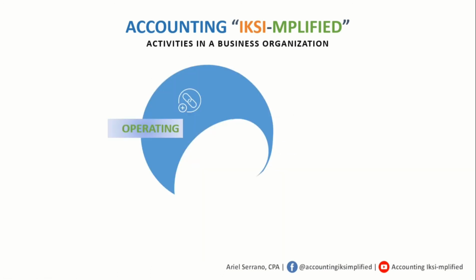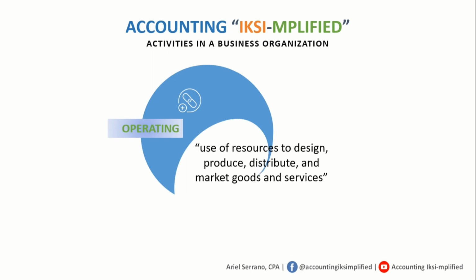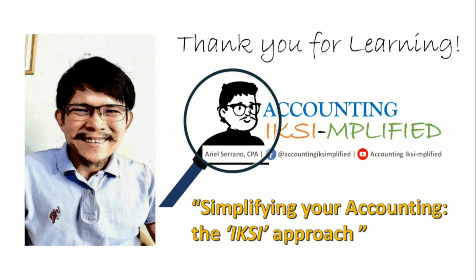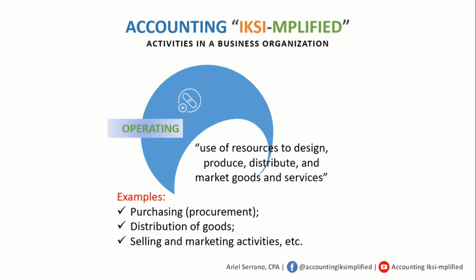Now, the last item in our agenda is the operating activities. And this represents the life of your business. Because in this case, we use the resources to design, produce, distribute, and market goods and services. So common examples will be your purchasing or the procurement of your items that is needed for the business for you to provide for goods or services. And then the distribution of these goods, or if it is not yet sold, the marketing activities, advertising in order for us to sell the products or to sell the services that we provide. So these are your operating activities.